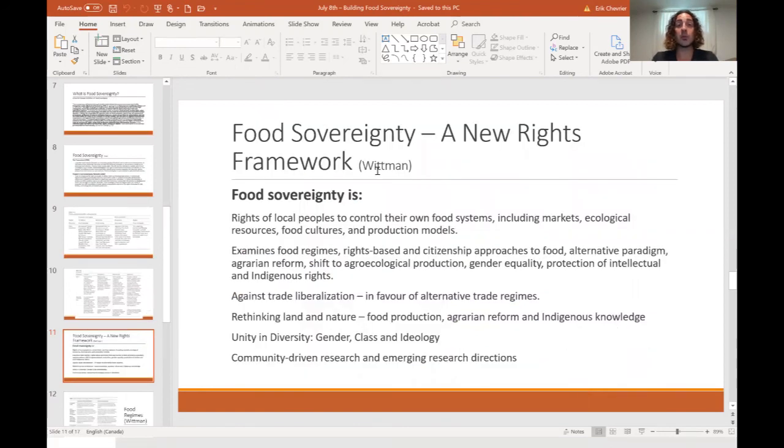So Hannah Whitman wrote another article that looks at very similar approaches as Eric Holt-Gimenez, basically looking at empowering people through different rights, and being able to give people rights in order for them to reproduce their own food. So here she talks about agrarian reform, a shift to agroecological production, gender equality, and protection of intellectual and indigenous rights also. And being against trade liberalization, rethinking land and nature, also agrarian land reform, unity and diversity, empowering different genders.